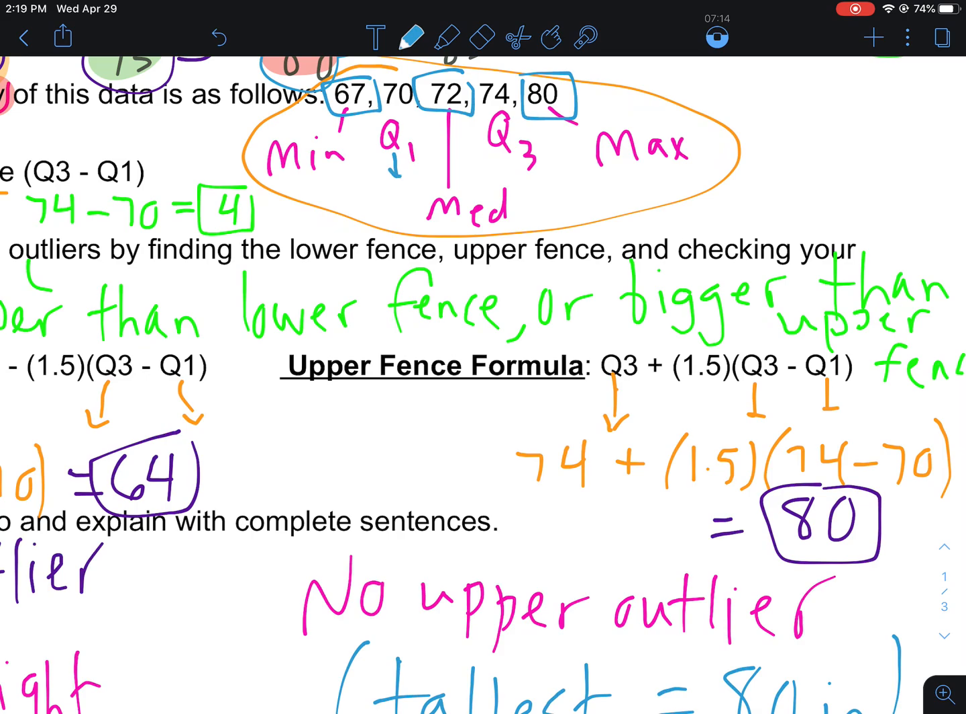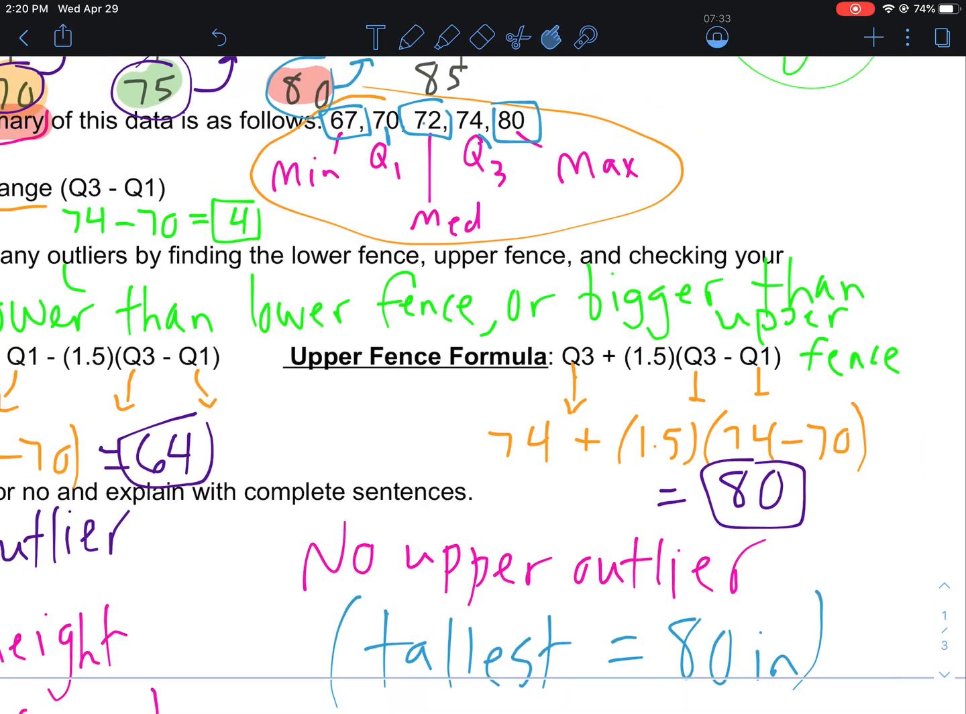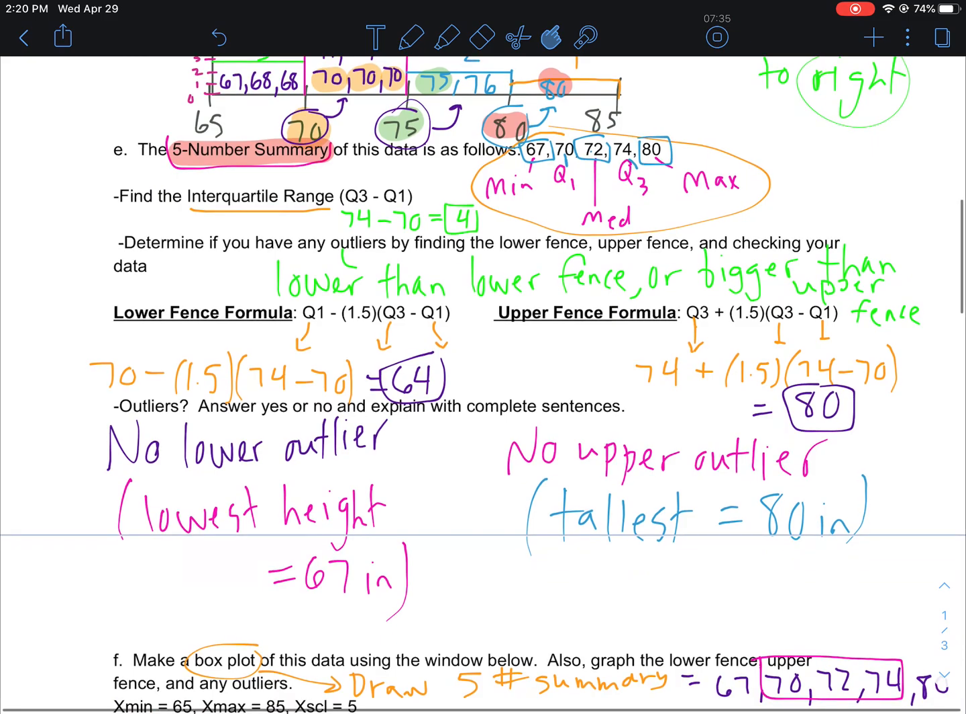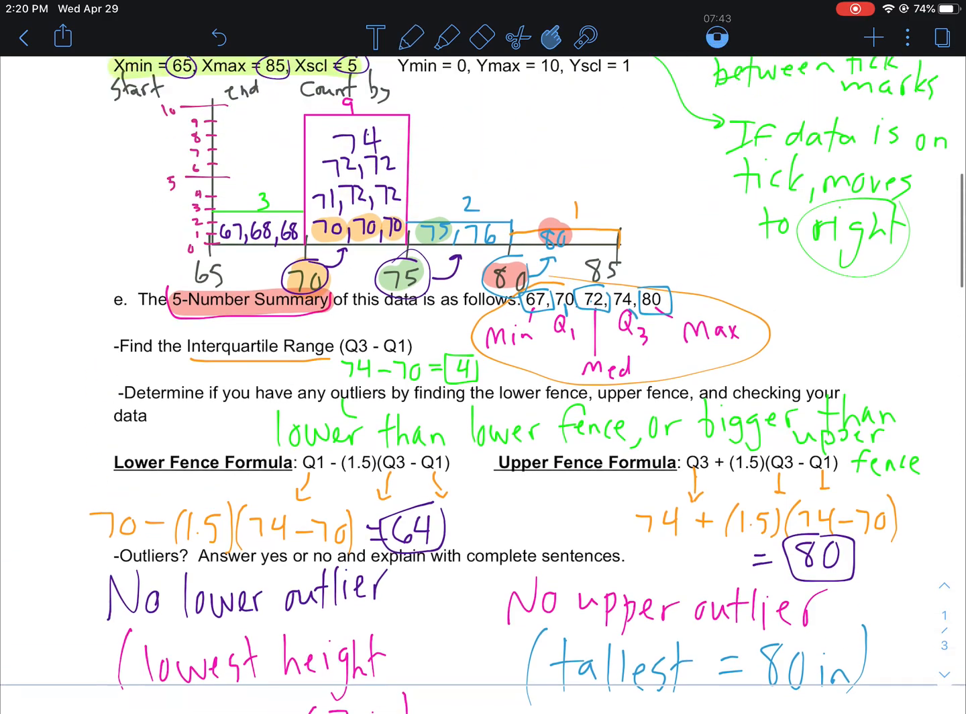And again, what that represents is like saying the first quartile or the 25th percentile, if that doesn't make sense. Basically, Q1 is the middle of the lower half of the data from 67 to 72, and Q3, 74, is the middle of the upper half of the data from 72 to 80. So what those numbers tell you, they help you create what's called a box plot and help you check for what are called outliers. Now, outliers are extreme points.